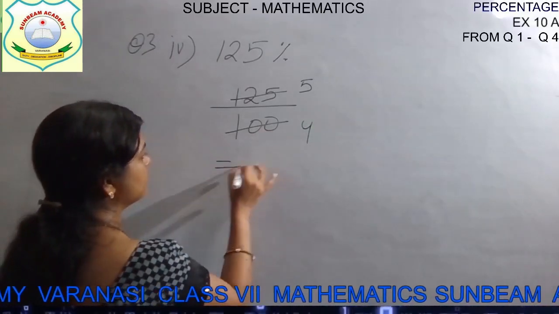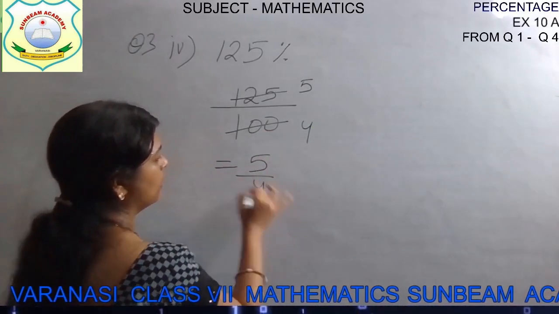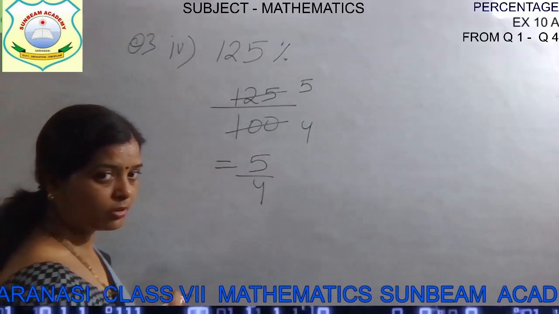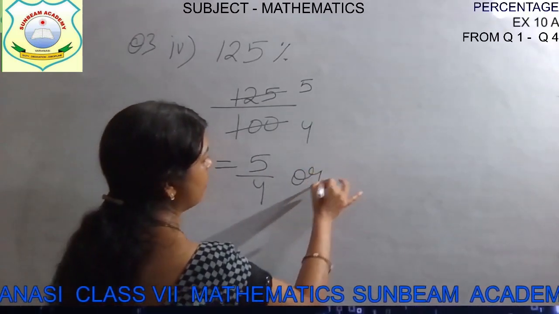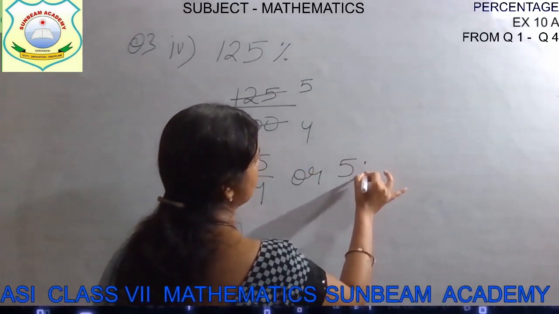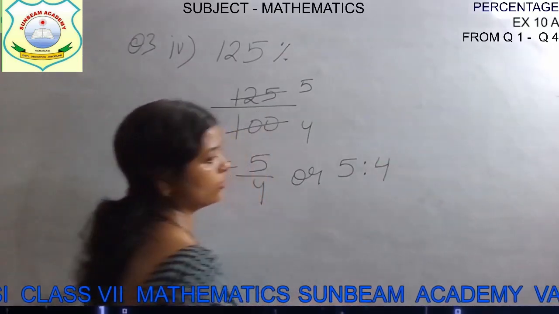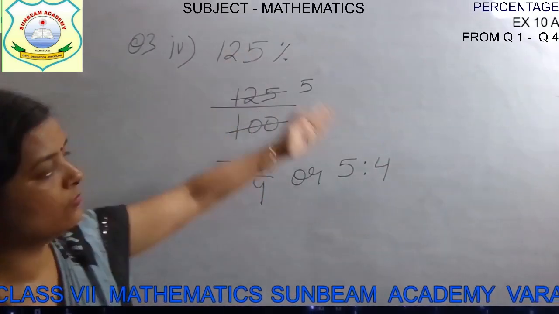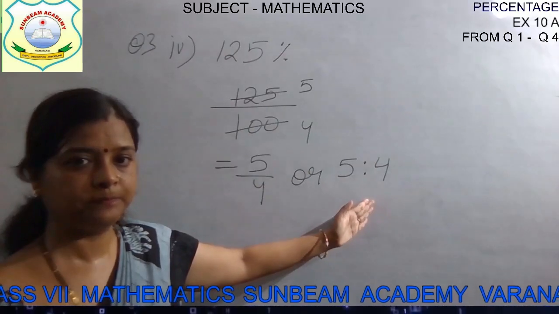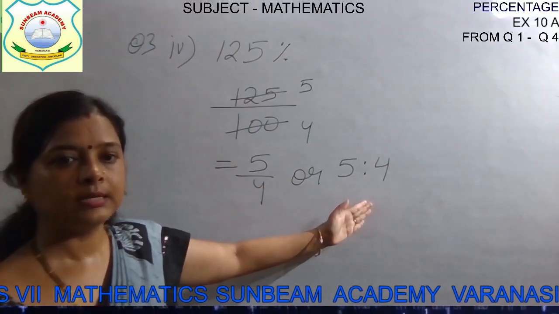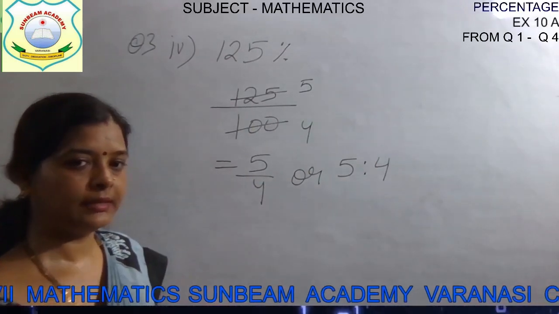Now this is what, children? This is 5 by 4. It is written in fractional form right now. We can write it as 5:4. Now the percentage is converted into ratio. Clear? Now let's see the next question. I think it is clear, children.